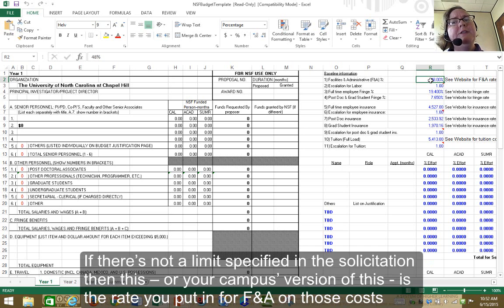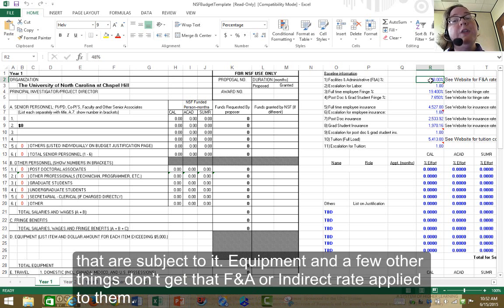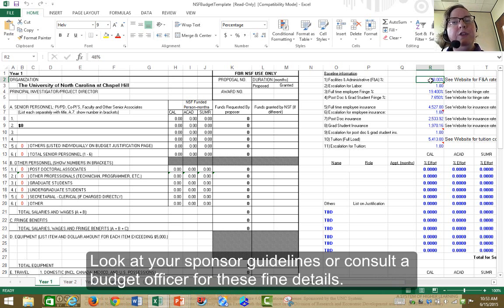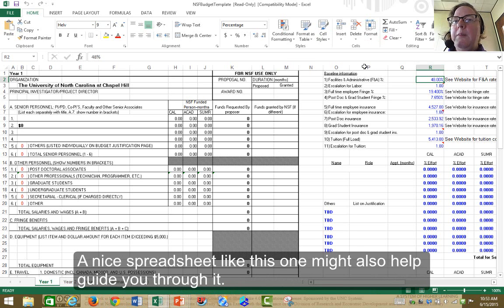If there's not a limit specified in the solicitation, then this, or your campus's version of this, is the rate you put in for F&A on those costs that are subject to it. Equipment and a few other things don't get that F&A or indirect rate applied to them. Look at your sponsor guidelines or consult a budget officer for these fine details. A nice spreadsheet like this one might also help guide you through it.